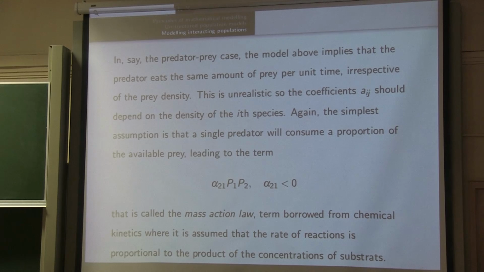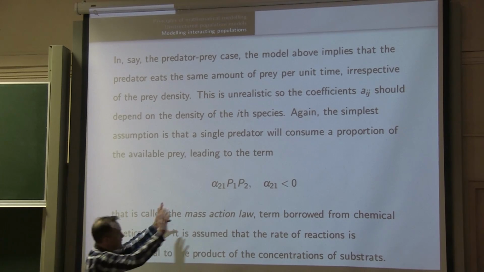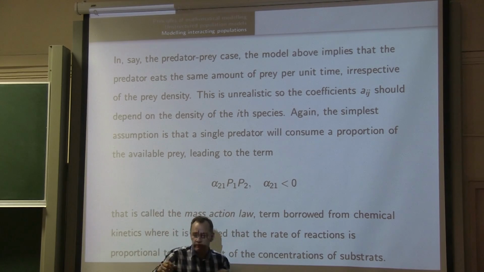And as we have seen many times earlier, the simplest nonlinear term which we can use is the so-called mass action law, a term borrowed from chemical kinetics. So at least here, there is some contribution of prey to the rate at which this prey is devoured. Okay, so roughly speaking, the interpretation of this term is more or less like that.